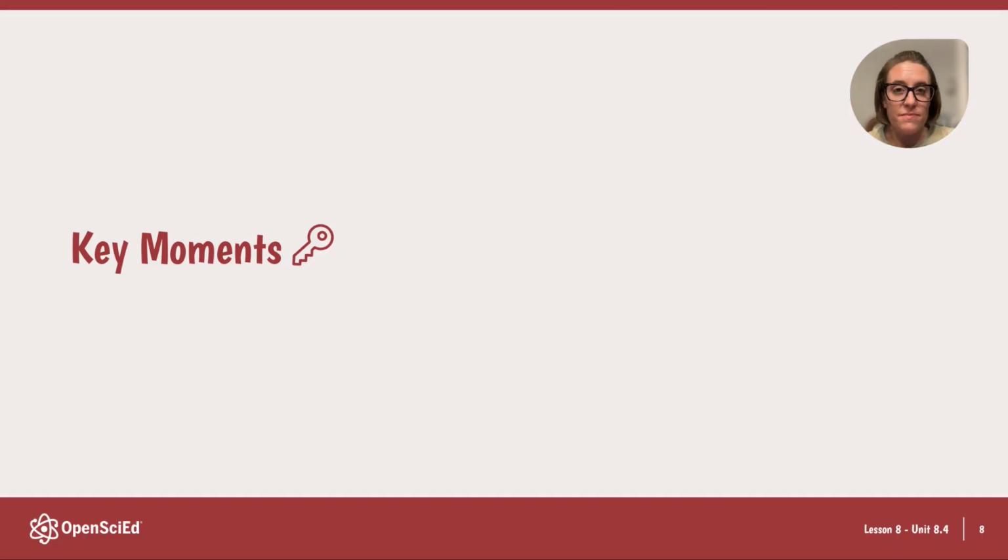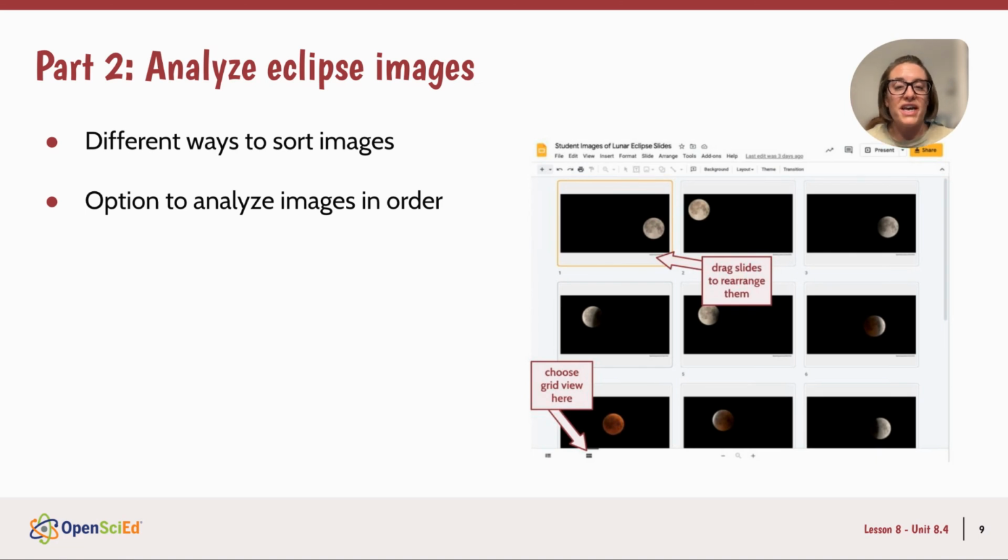Looking at a key moment, when students are analyzing these eclipse images, there are different ways you can have them sort the images. If you would like them out of order and have students try and put them in the correct order, you could have it as a Google slide deck where students are dragging and dropping the slides to put them in order. You could have it where it is already in order and with timestamps, and then students are trying to notice patterns and when certain changes are occurring over time.